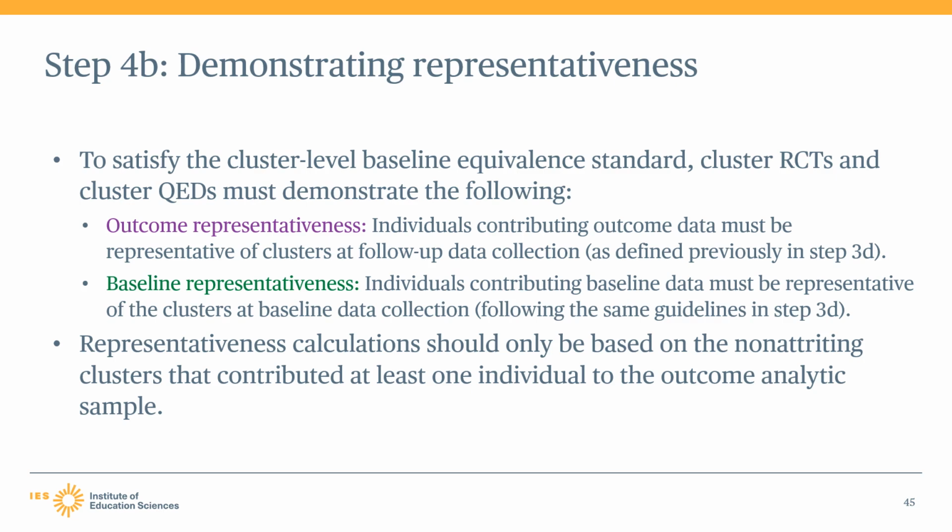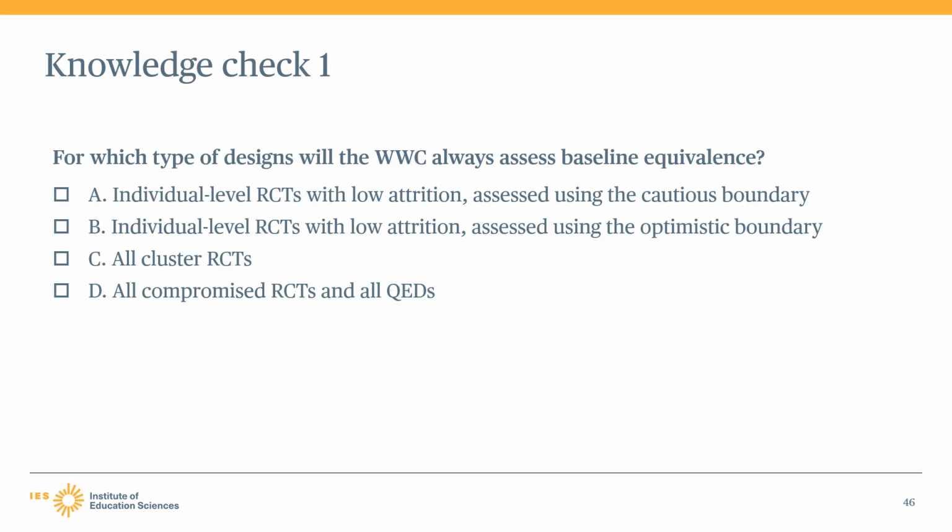Both of these representativeness calculations should be based on only the non-attriting clusters that contributed at least one outcome to the analytic sample. As was true in Step 3D, at Step 4B, using administrative data can satisfy both representativeness requirements unless review team leadership concludes that patterns of missing administrative data have a high risk of differing across the intervention and comparison groups. Time for your first knowledge check.